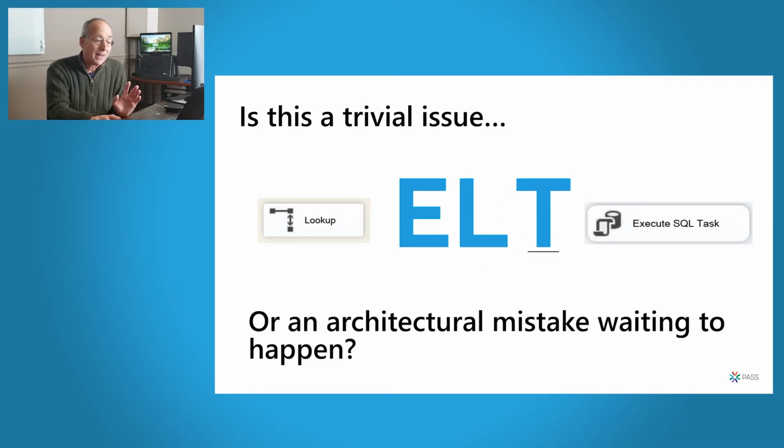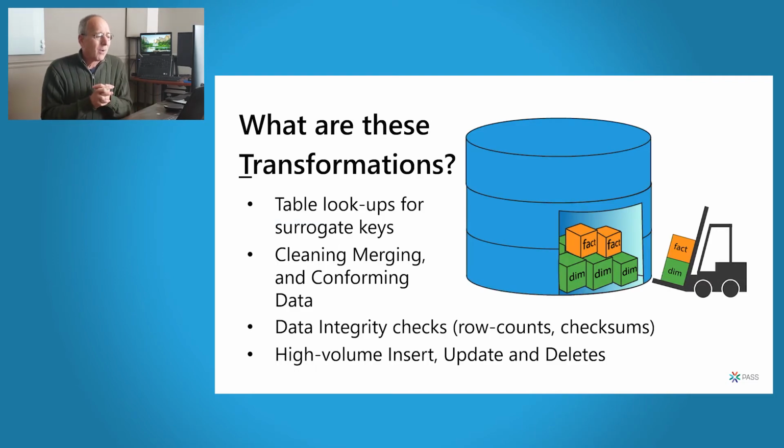So the critical thing here is that by putting it outside, the transformation is decoupled from the data flow. And as you'll see, that gives you a lot more opportunities or flexibility in your transformations, especially looking at issues such as scalability. So what are these transformations? As I alluded to just a minute ago, table lookups, perhaps for surrogate keys. A lot of it has to do with cleaning, conforming your data, merging your data. It could be very high-volume inserts and update statements. It could also be integrity checks, looking at row counts, looking at checksums to make sure that the data that you moved from the source actually did make it into the target.